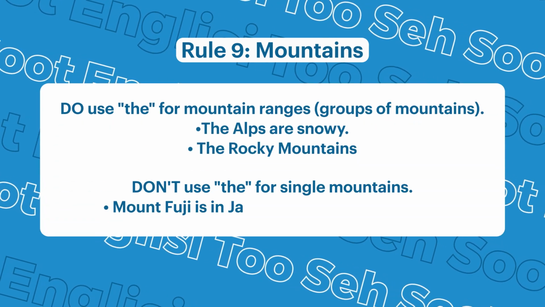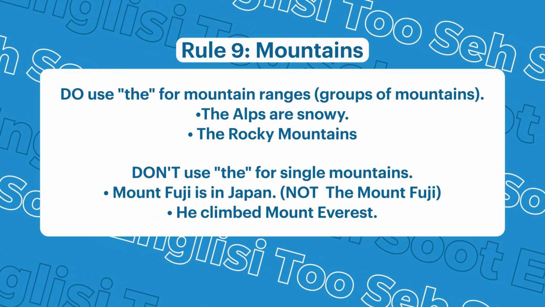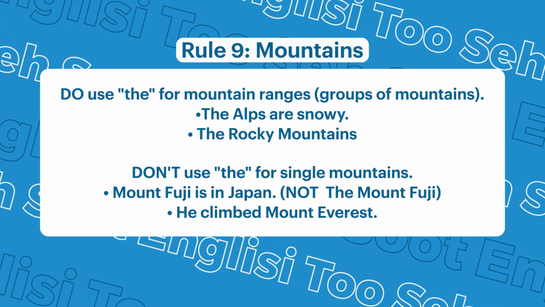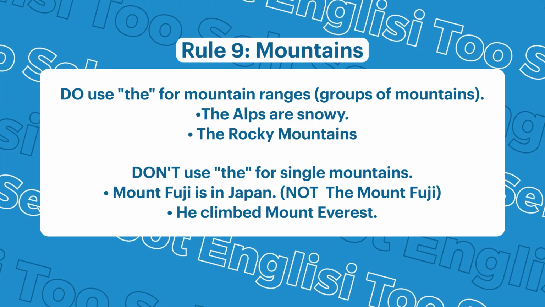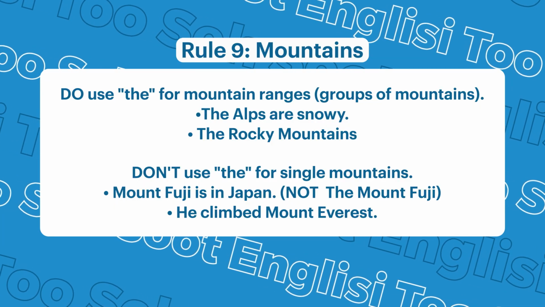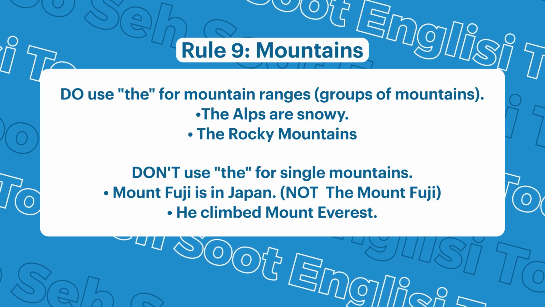Mountains. Do use "the" for mountain ranges. It means a group of mountains. For example, the Alps are snowy. The Rocky Mountains. The Zagros mountain range is considered an excellent land defense for the country of Iran.